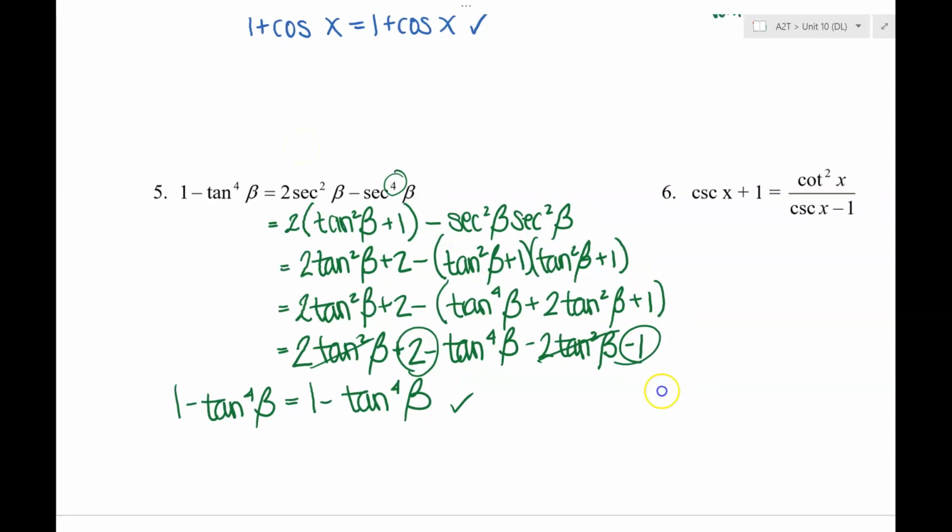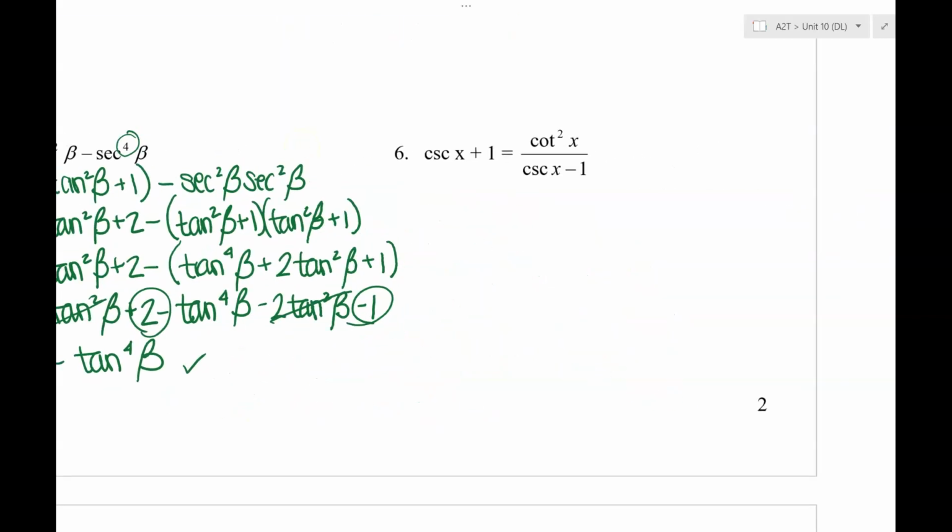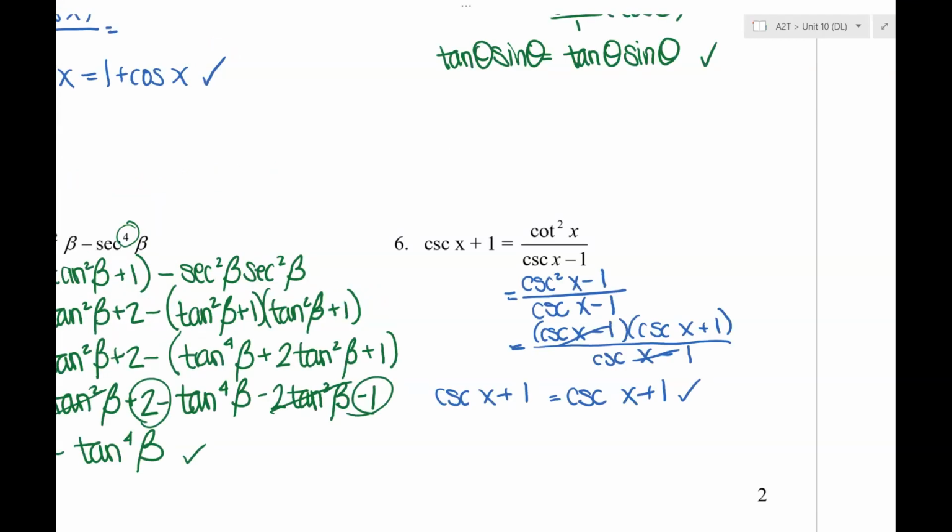All right, so what I want you guys to do now, pause this video and try this one on your own. I'm going to pause and work it out. Okay, I hope you paused. Anyway, I chose to break out cotangent squared into its Pythagorean identity different format and then factored that out. You might have chosen to multiply this by cosecant x minus 1 over cosecant x minus 1. That would work as well.